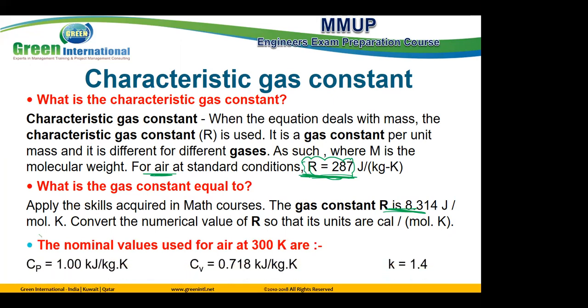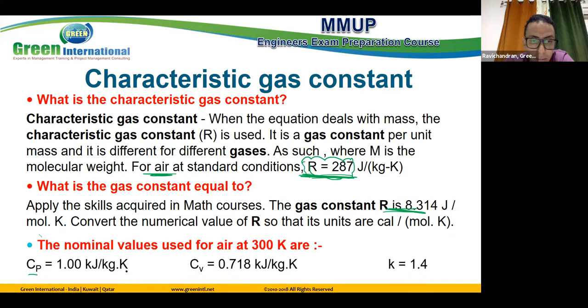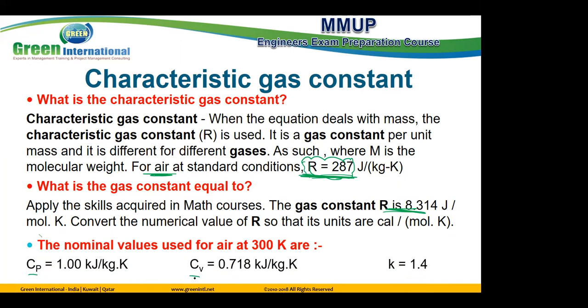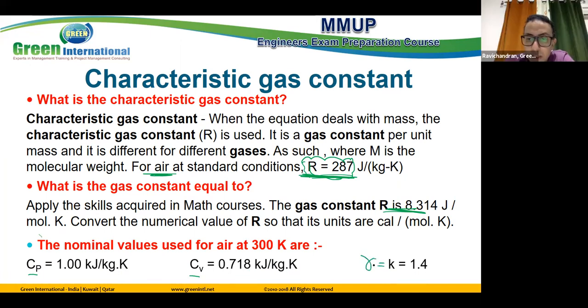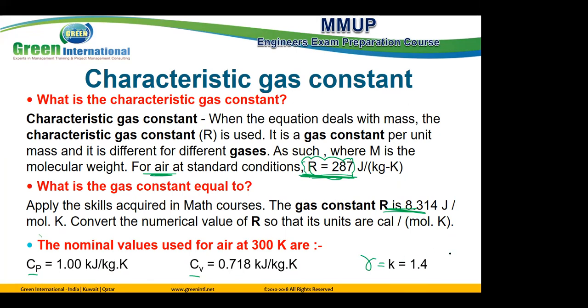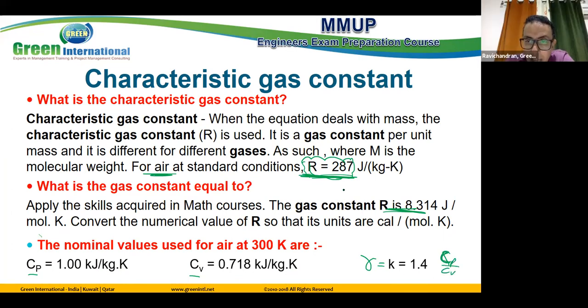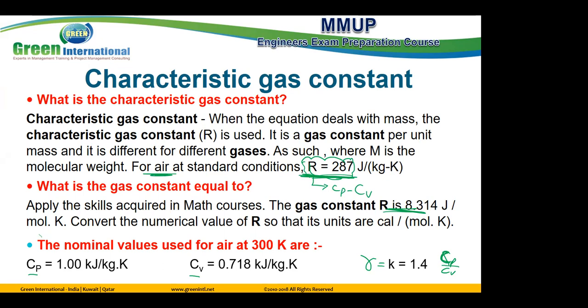Also this Cp is 1 kilojoule per kilogram Kelvin. Cv is 0.718, and k, or sometimes we say gamma, is 1.4. Gamma is actually Cp over Cv, and R is actually Cp minus Cv. This is the original equation coming from it.